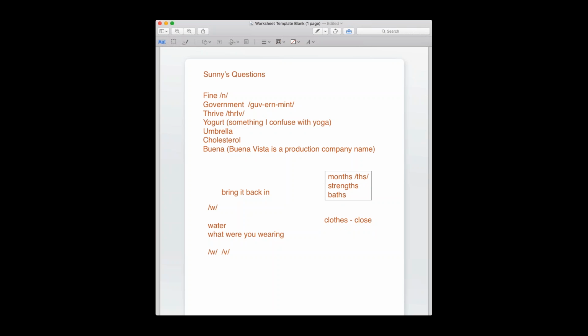Strengths. So instead of the TH sound, just go strengths. Strengths. So in connected speech, as you say, what are your strengths and weaknesses? Just take that TH out. Strengths. Got it. And then bass.